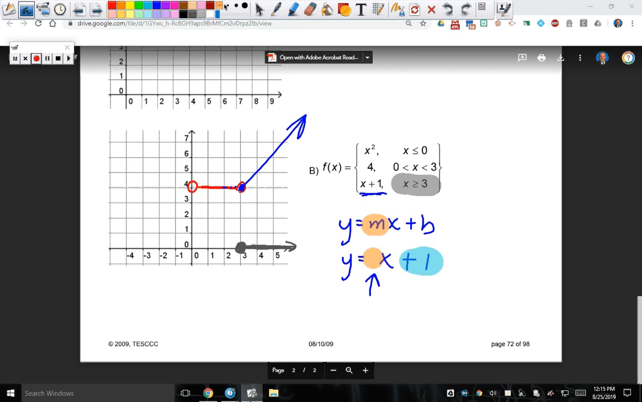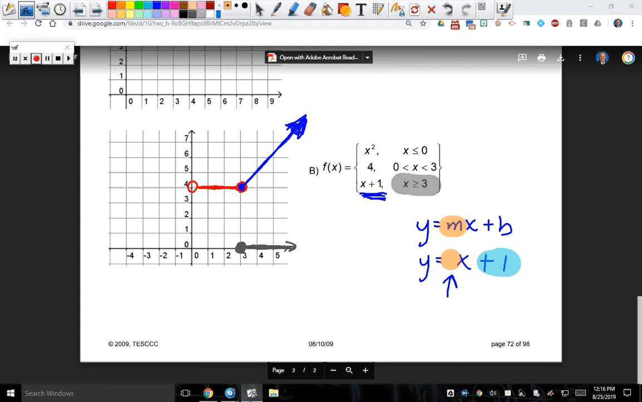Now notice, the red graph went all the way to 3 and it was open. However, this blue graph of x plus 1 is going to fill in that gap at x equal to 3, and it goes on to the right forever. So our graph right now is continuous. These two pieces have been linked together and they are continuous. Okay? Whoops. Let me erase this real quick.